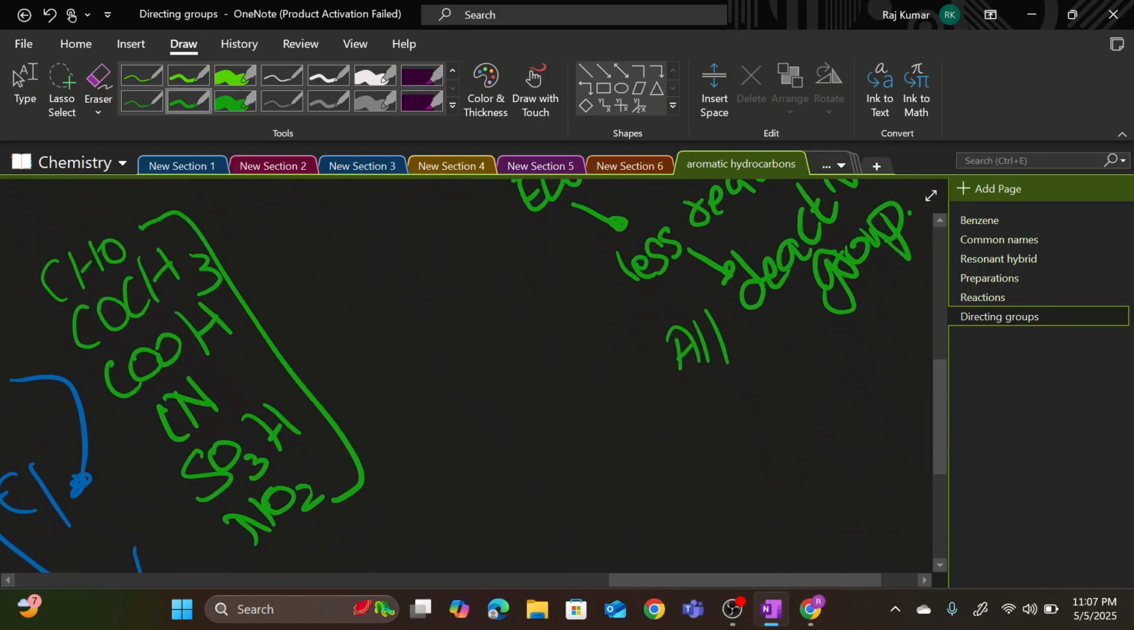These are examples of meta-directing groups. Aldehyde, ketone, carboxylic acid, nitrile, sulfonic acid, nitro. All of these are meta-directing groups. And we can also recognize meta-directing groups by an important factor.